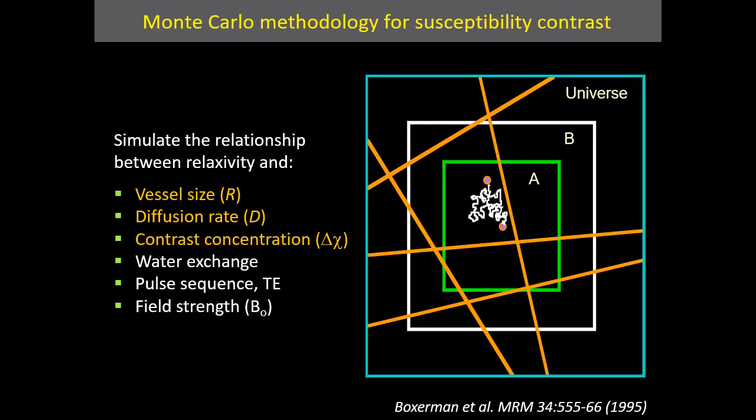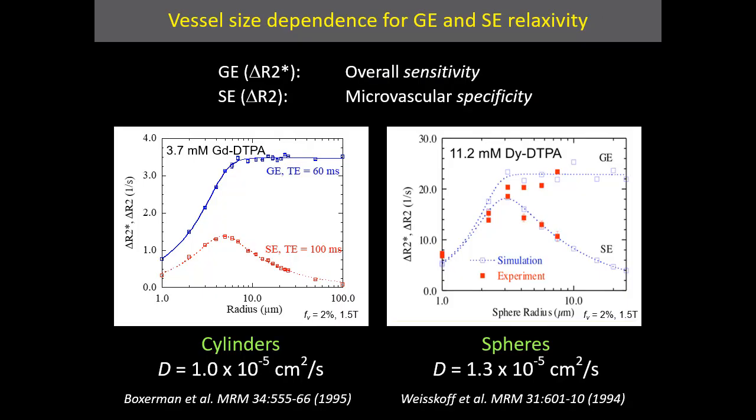This behavior can be solved analytically for some limiting regimes, but in vivo, it's best approached using Monte Carlo methodology that simulates the relationship between relaxivity and physiological parameters of interest, including vessel size, diffusion rate, and contrast concentration. And these simulations have yielded the well-described vessel size dependence for gradient echo and spin echo relaxivity. We know that gradient echo plateaus for large vessel sizes, whereas spin echo relaxivity peaks for capillary-sized vessels. And these are fundamental relationships that are qualitatively independent of vessel geometry.